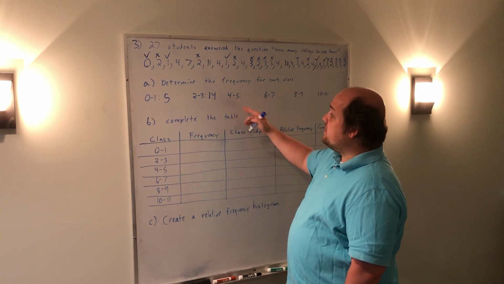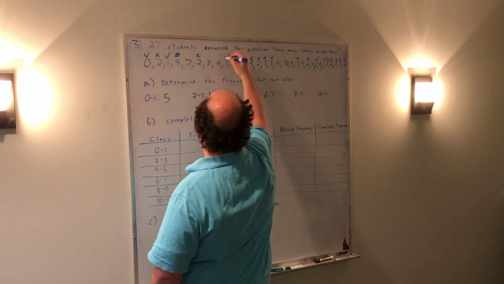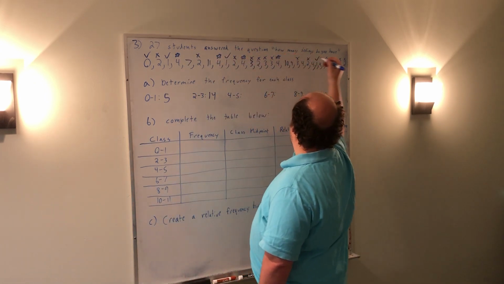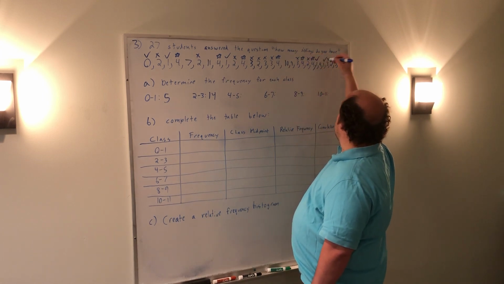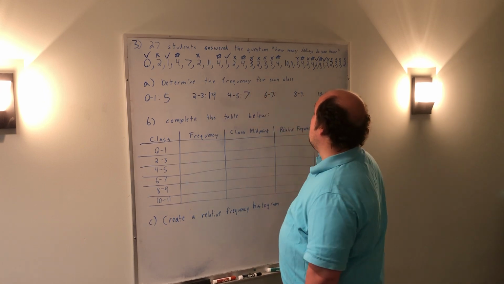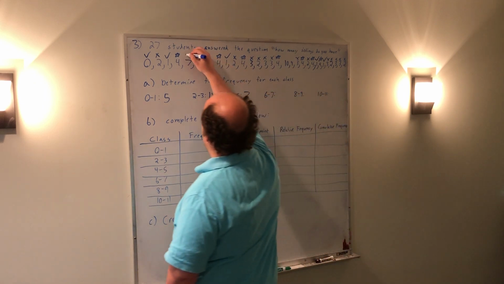For 4 to 5 siblings, I'm going to put a star. 1, 2, 3, 4, 5, 6, 7. So the frequency there is 7. For 6 to 7, I'm going to put a box. 1.